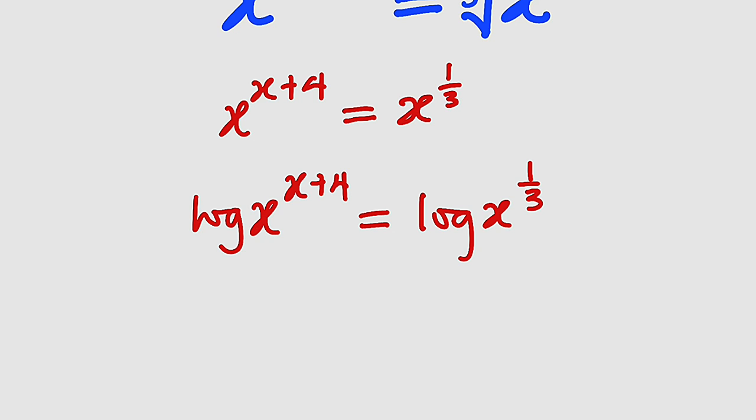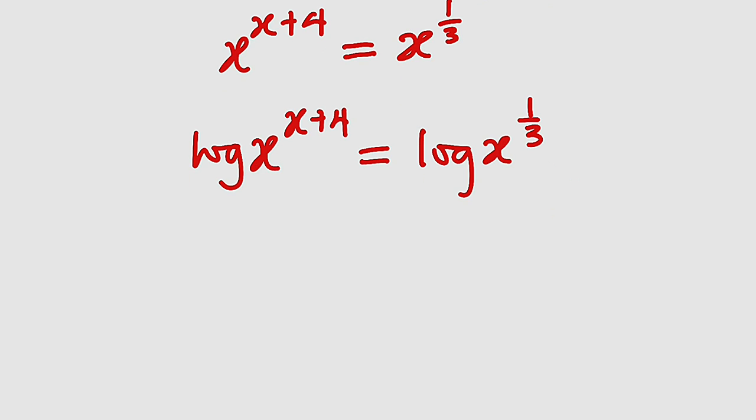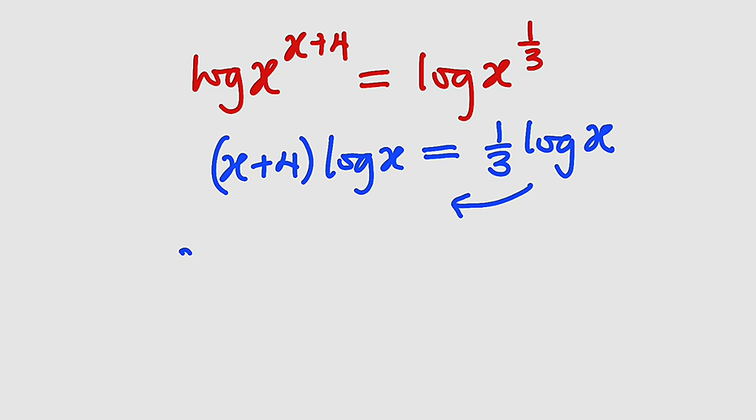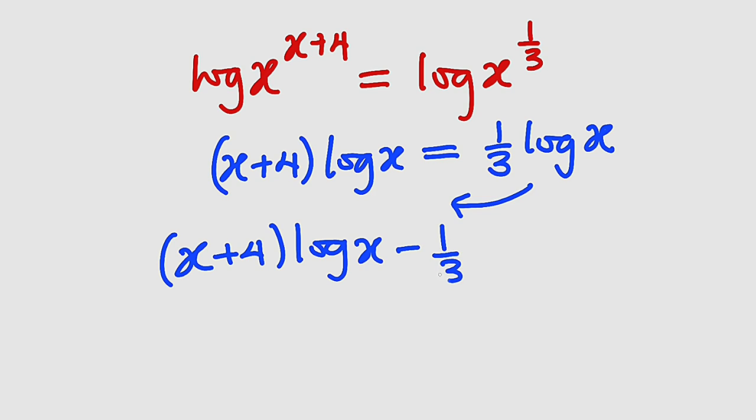And from one of the laws of logarithm, these powers can drop down to multiply. So we have to the left as x plus 4 multiplied by log of x, and this is equal to 1 divided by 3 multiplied by log of x. Now we can take this to the left hand side. We have to the left x plus 4 multiplied by log of x minus 1 divided by 3 multiplied by log of x, and this is equal to 0.